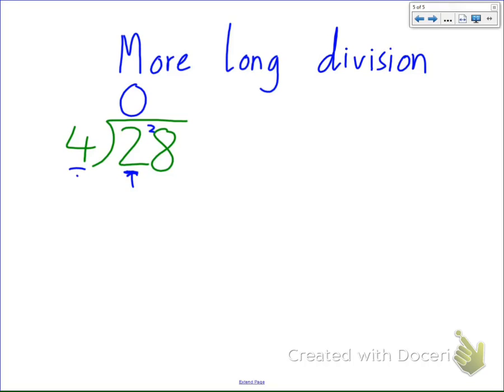How many times does 4 go into 28? Well, I need to know my 4's times tables. So I'm going to count it out. 1 4 is 4. 2 4's are 8. 3 4's are 12. 4 4's are 16. 5 4's are 20. 6 4's are 24. 7 4's are 28. It goes into it 7 times. Can you please write that down? I'll give you a moment to finish writing that down.